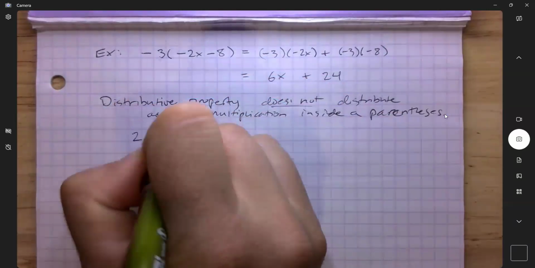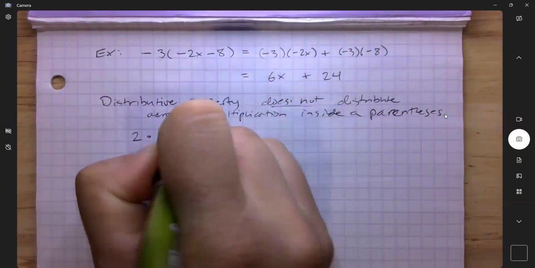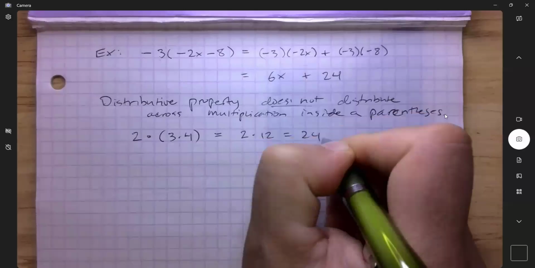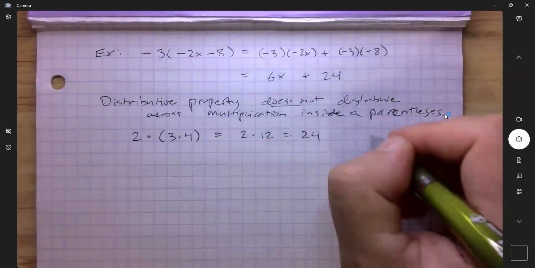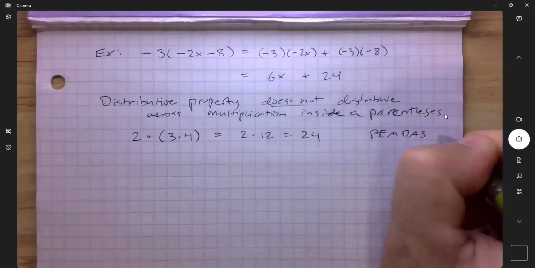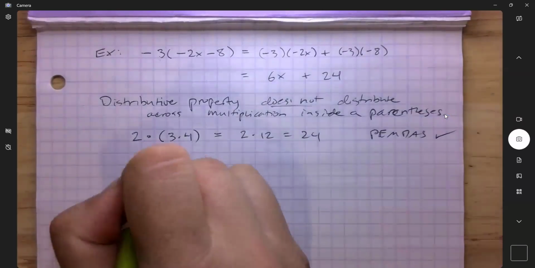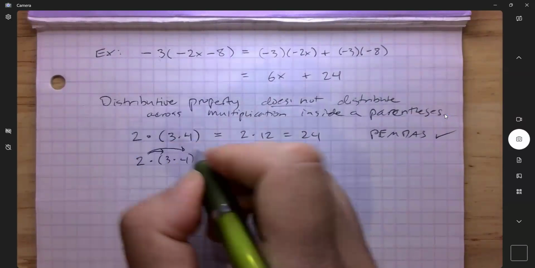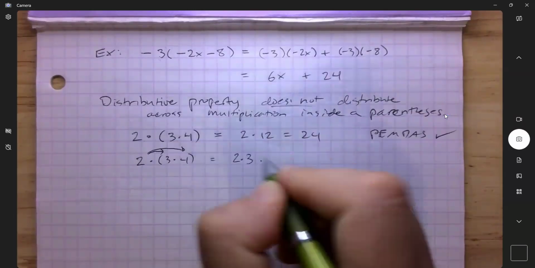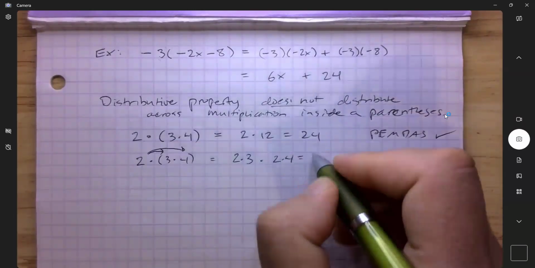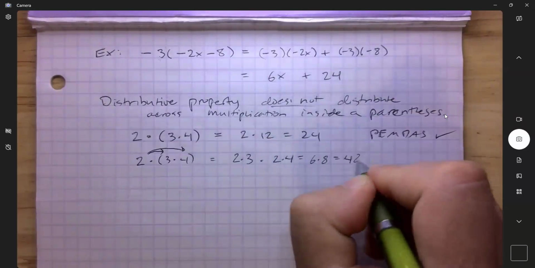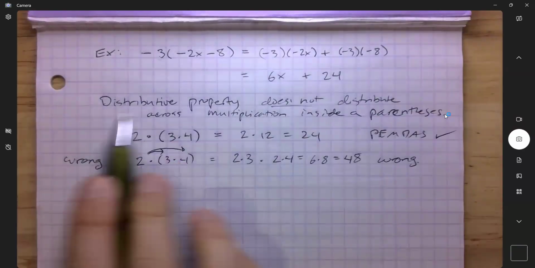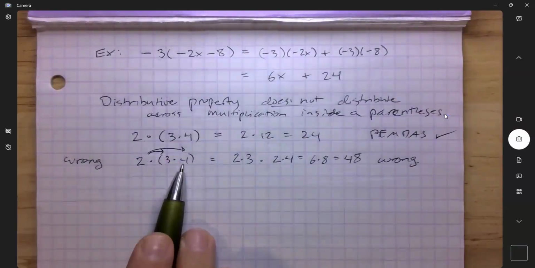Let's do 2 times the quantity 3 times 4. If I just do PEMDAS, that's 2 times 12, which is 24. 2 times 3 times 4. All right, that's correct. If I try to distribute it, as in multiply by this one and multiply by this one, I'm going to have 2 times 3 times 2 times 4, but that's 6 times 8, which is 48, and that's wrong. Distributive property does not distribute across multiplication.